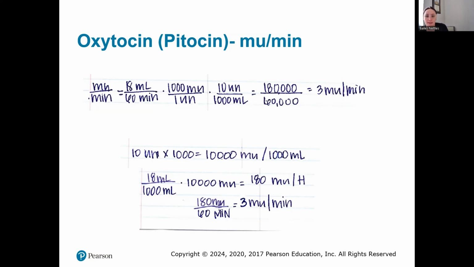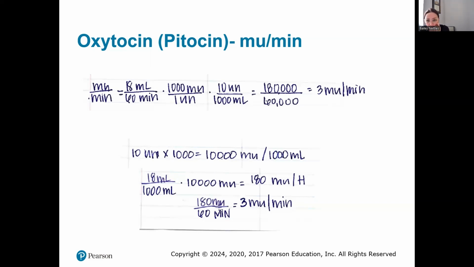So once again, if I'm doing desired over have, I have to convert my 10 units to microunits, which is 10,000. Okay. So now I have my 10,000 units per ml. So the way you do this, it's different now. It's not desired units over have units, like desired milligrams over have milligrams. It's my milliliters an hour over my milliliters that I have. Okay, so that's my 18 mils an hour divided by my 1 liter.